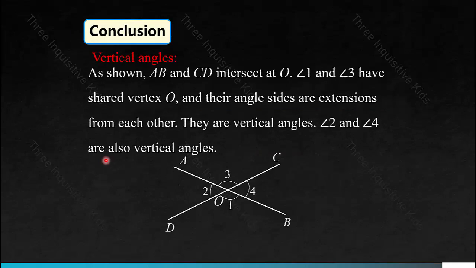Here's our conclusion. Vertical angles: as shown, AB and CD intersect at point O. Angles 1 and 3 share vertex O, and their angle sides are extensions of each other. Angles 1 and 3 will be vertical angles. Angles 2 and 4 are also vertical angles. So these are the two things that make a vertical angle a vertical angle.